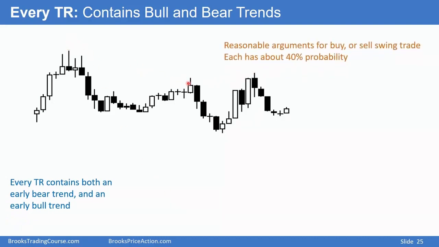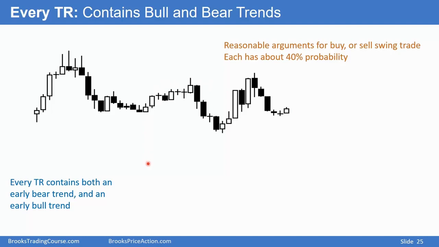Lower high here. Clearly the early stages of a bear trend. However, you got a rally and two legs down, one pullback, two. It could be a high two pullback, high two bull flag, and a bull trend. Once the trading range goes on for 20 or more bars, the probability of a bull breakout is equal to the probability of a bear breakout.